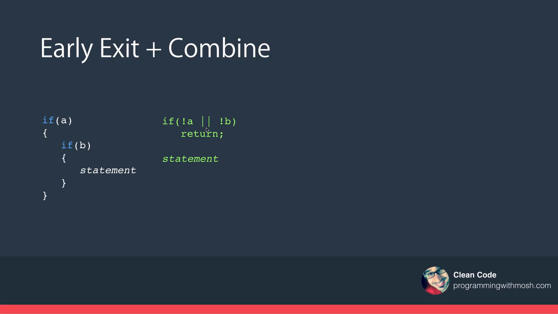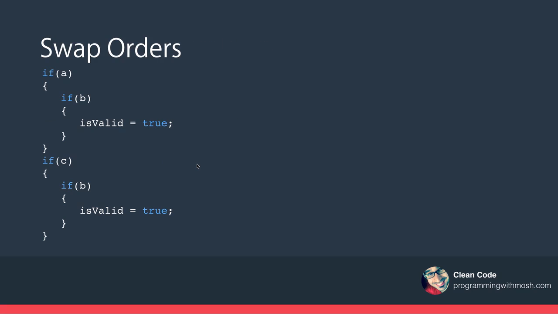So if A is false or B is false, we return immediately. Otherwise, we execute the statement here. Here is another technique. So imagine you have a block like this. If A is true, and you come here, if B is true, then is valid equals true. Otherwise, if C is true, and here we have B condition again, then is valid equals true.